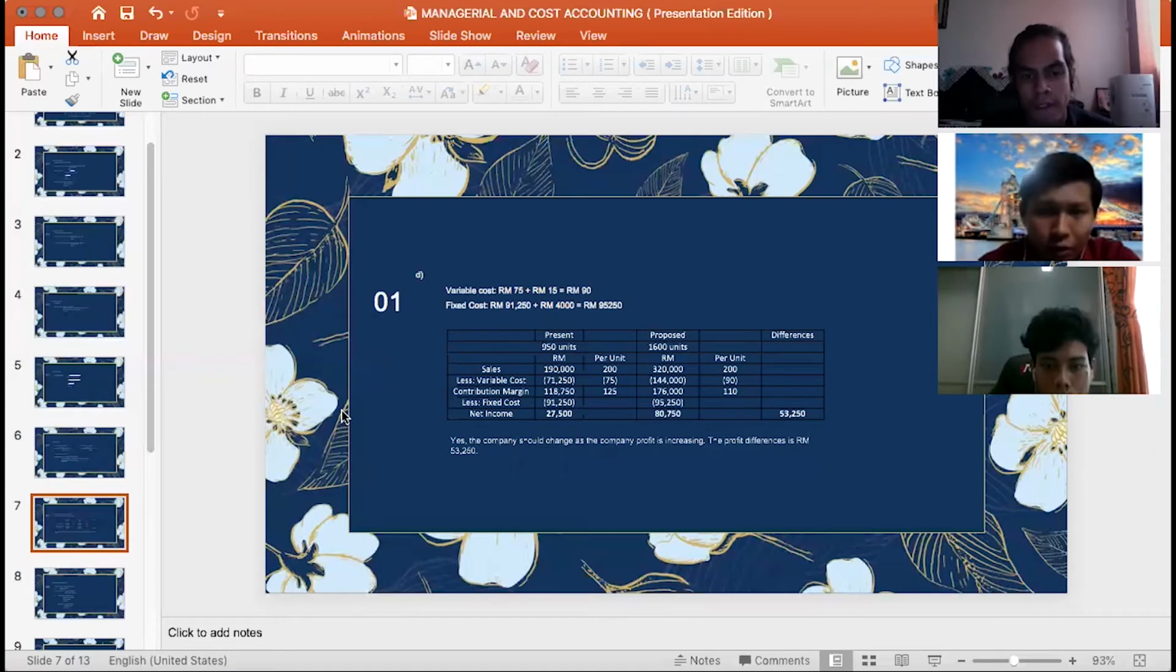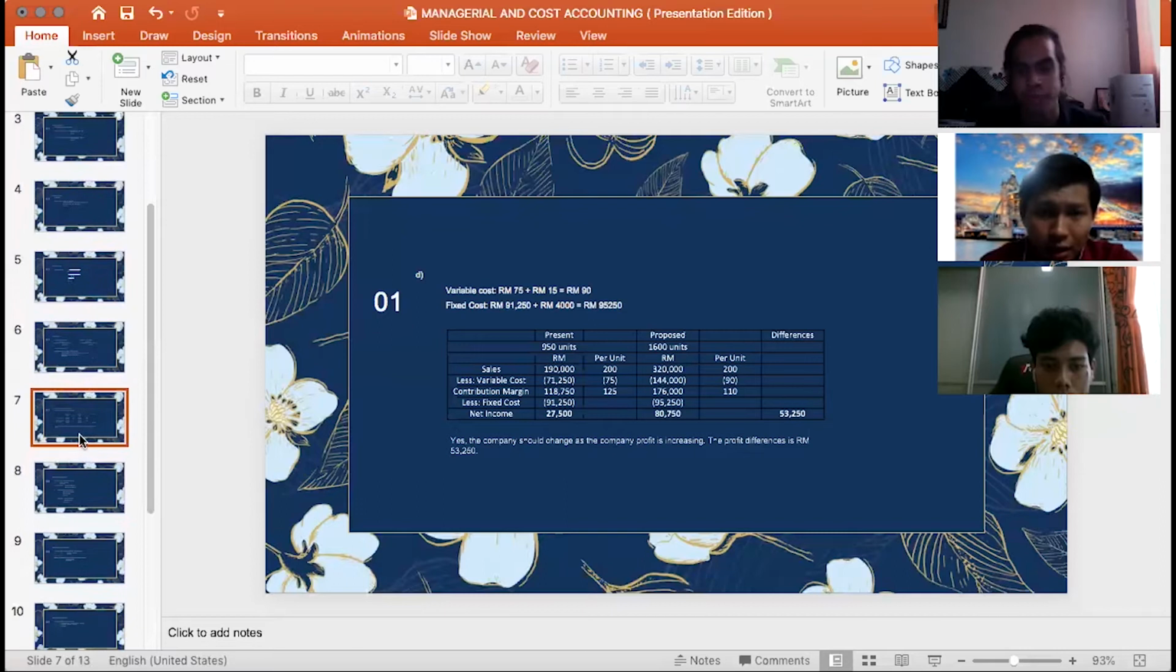So this is the table to differentiate from the question given, where the proposal is 1,600 units because they want to use quality products. So the present is 950 units times 200 ringgit per unit, we will get 190,000 ringgit for sales. And then 950 units times 75 ringgit per unit will get 71,250 ringgit for the variable cost. And then the contribution margin is 200 minus 75, we will get 125.